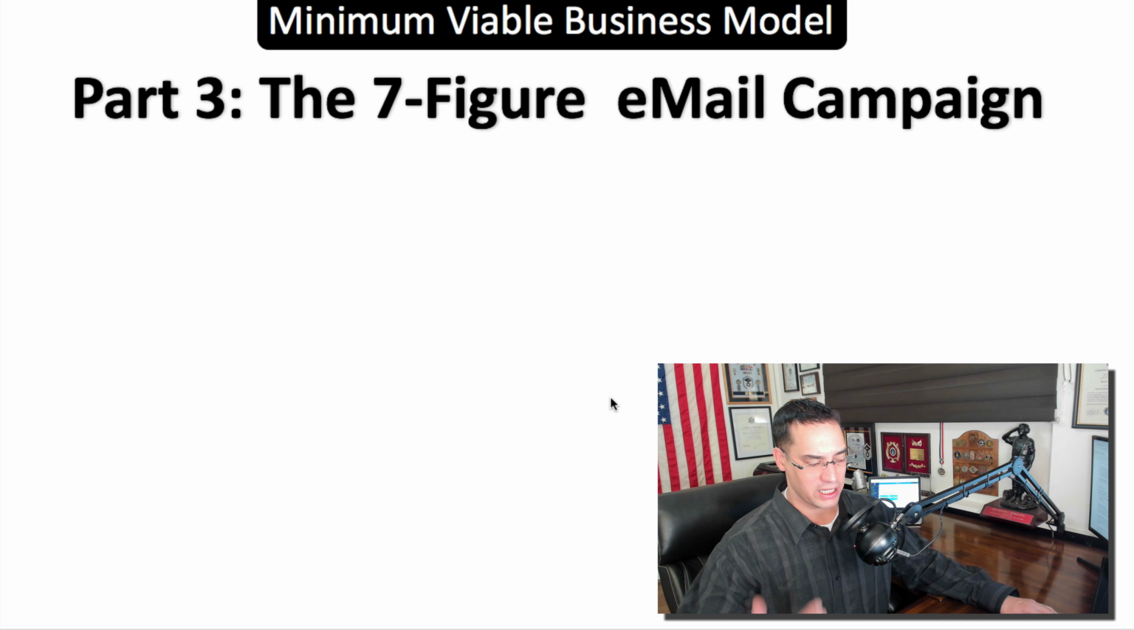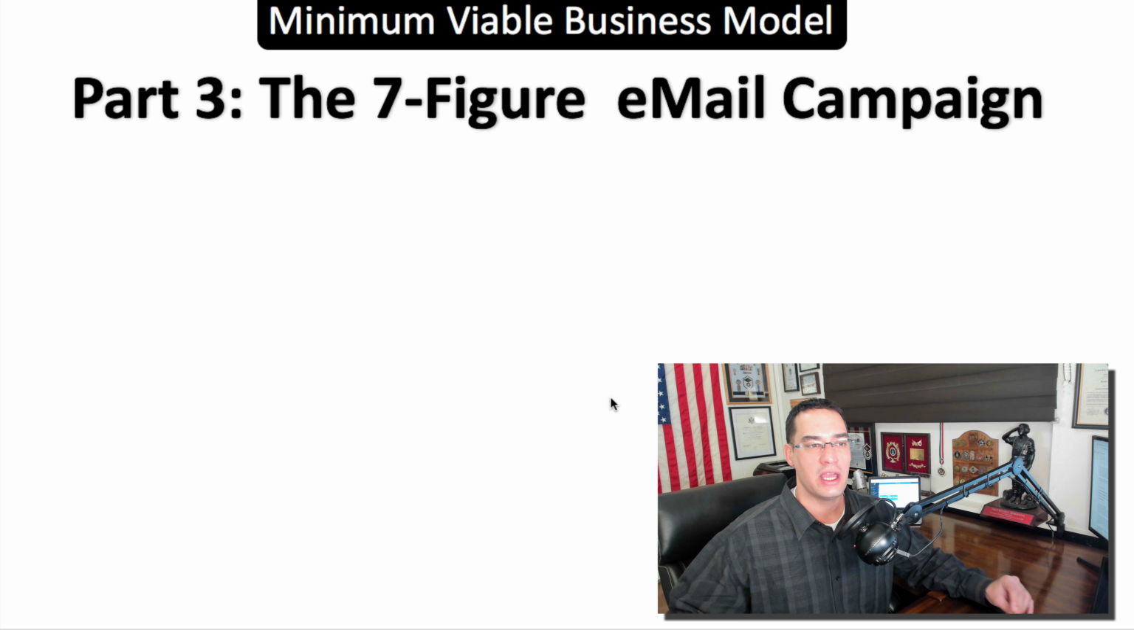Part 3 of the minimum viable business model. Now, what we're going to get into is the 7-figure email campaign. This is the exact strategy that I use in every one of my businesses to make sure that I have conversions, to make sure that people come on my list and actually purchase from me. And if you're doing this in your business, then you will have much more success than not.